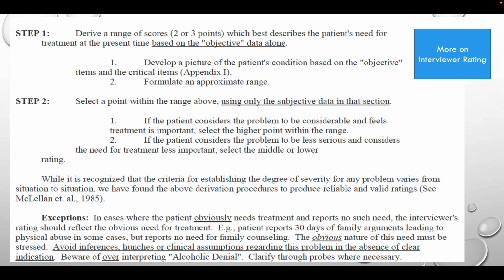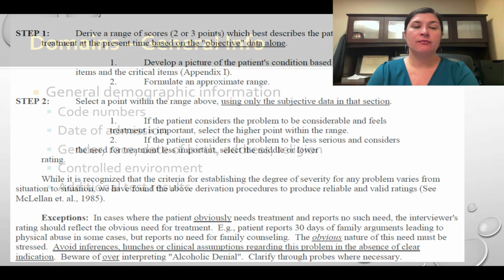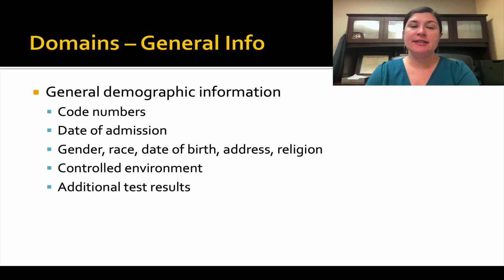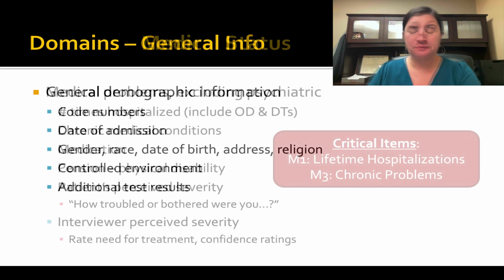There are some exceptions to this, such as cases for patients who obviously need treatment and report no such need, for example, if they are having severe withdrawal ratings. In the domains, there is some general or demographic information like date of admission, gender, race, date of birth, controlled environment, and additional test results like urinalysis or other screening tools.